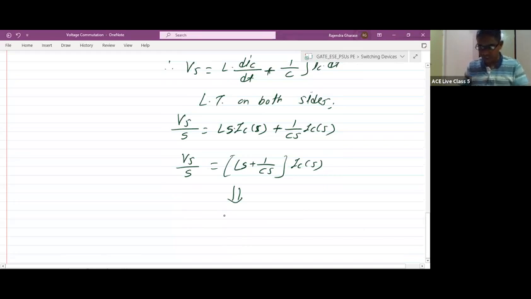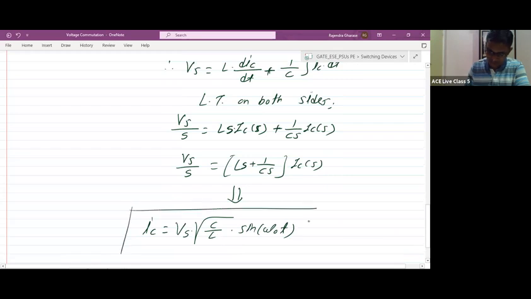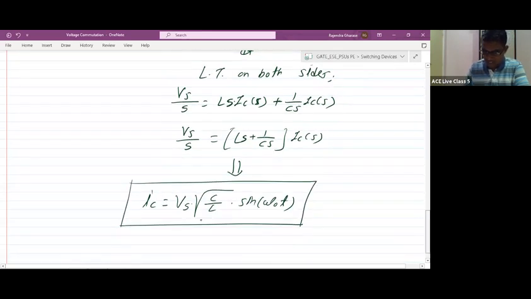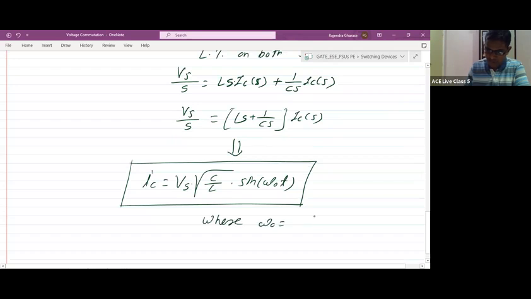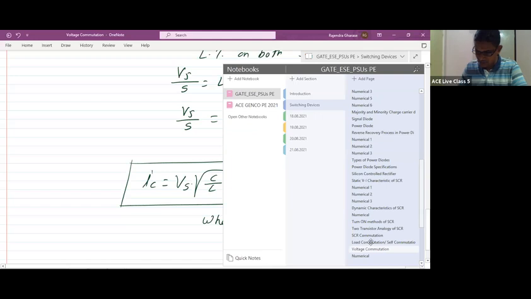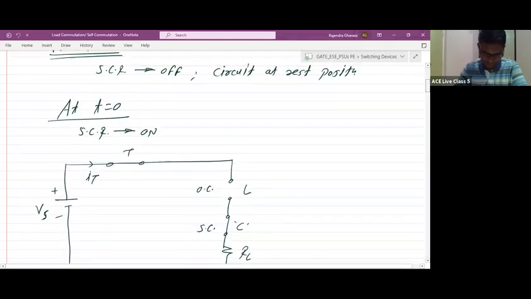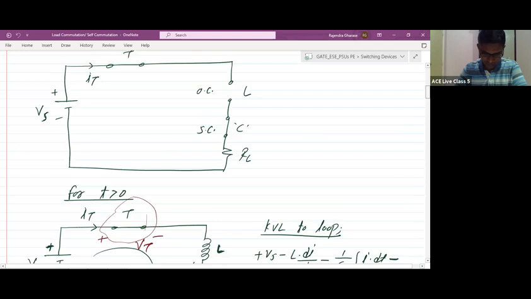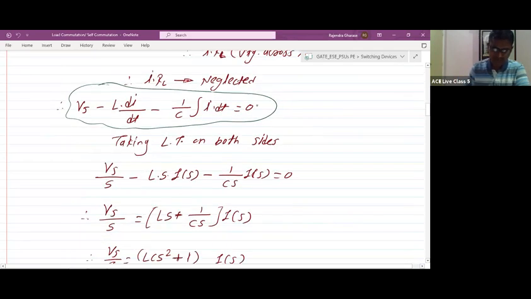Same steps. So after that, at the end, we'll be getting IC is equal to Vs into under root C by L into sine of omega 0 t, where omega 0 is 1 by root LC, na? You can check the same expression we got in the previous case also, for RLC with a low value of RL. Yes, this expression after taking the Laplace transform, there's Vs by S minus. Only thing is, if I shift these two terms to the right hand side, we'll get whatever expression we have written just now.